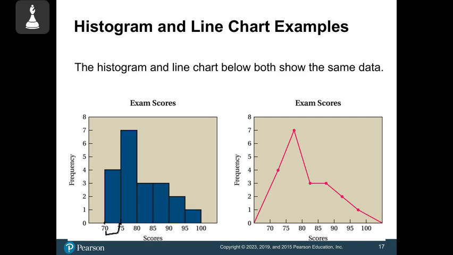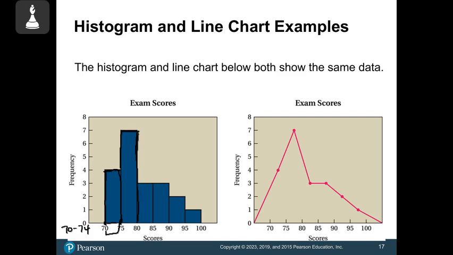This first bar here represents the numbers 70 to 74. And then where this bar ends, the next one starts, because the next possible score is 75. So this bar ends at 74. The next one starts at 75. So it's just a continuation all the way through.